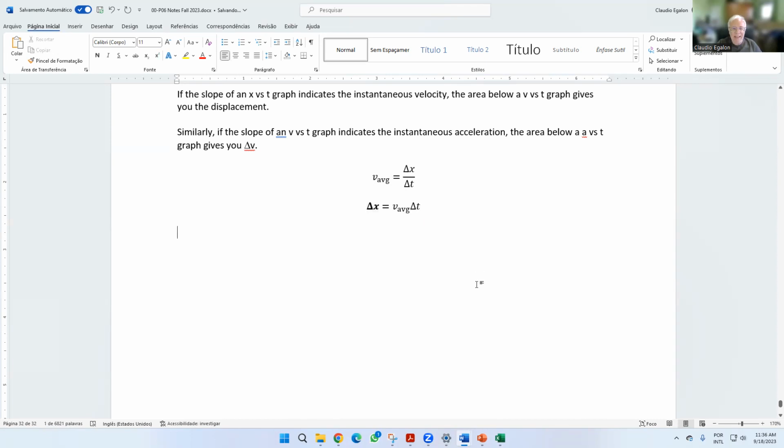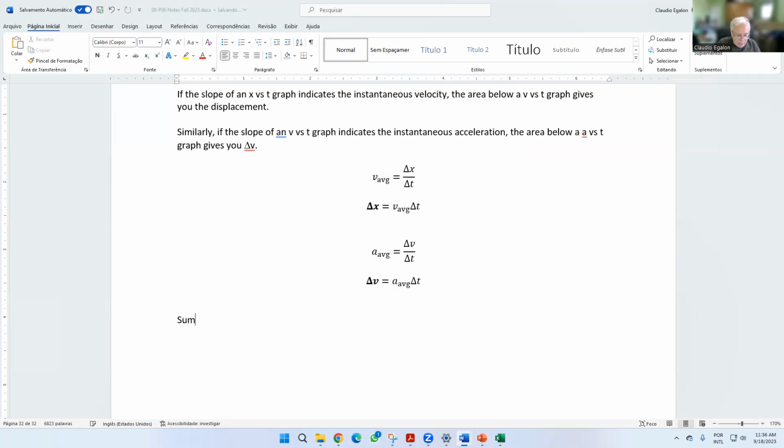Okay, like that. And then the same applies for the definition of the acceleration, delta v over delta t. It follows the same formula. In a graph of A versus T, the area below the graph corresponds to delta V. It comes exactly from those two equations here. Okay? So here you go.